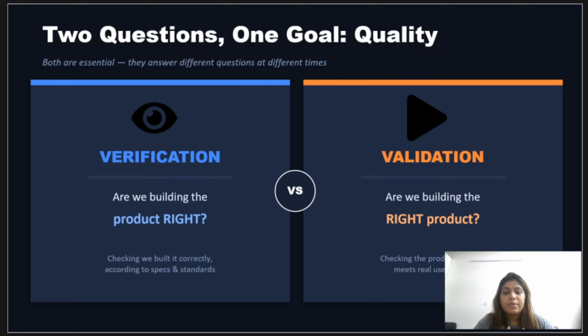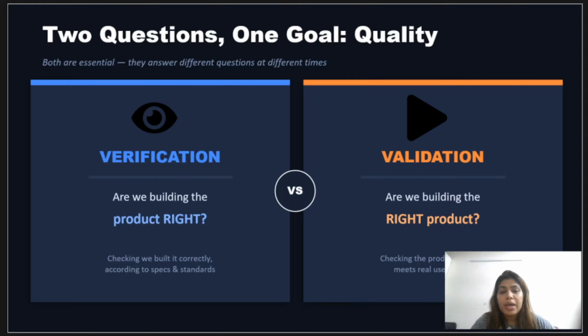Crucially, verification does not require running the software. It's about reviewing and checking documents, designs, and code. On the other hand, validation is about fitness for purpose. Forget the spec for a second. Does the actual working product solve the user's real problem?